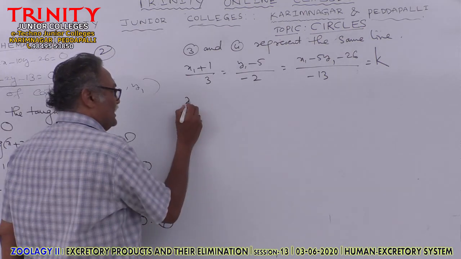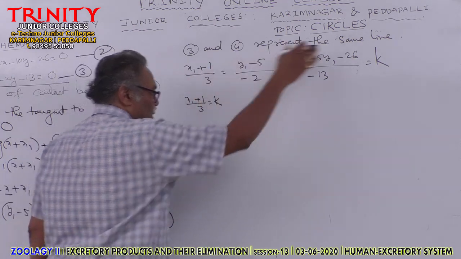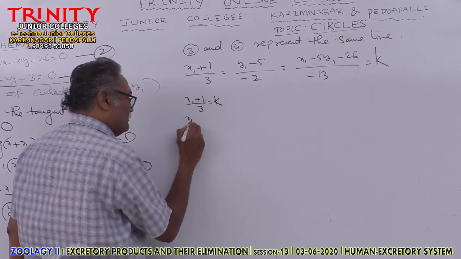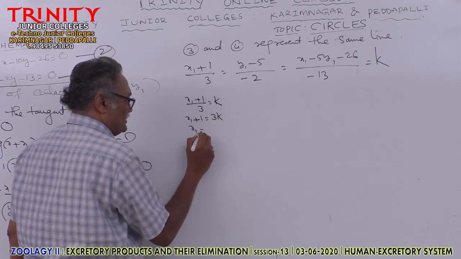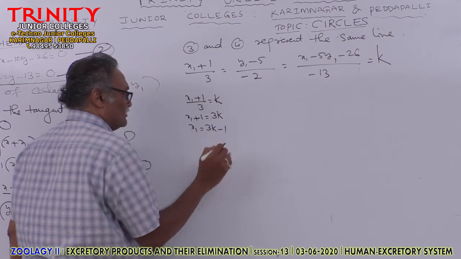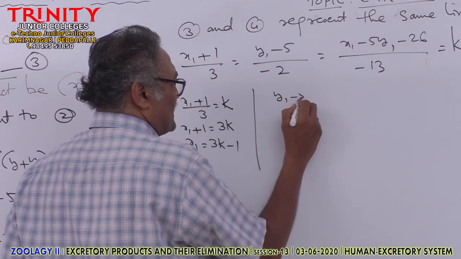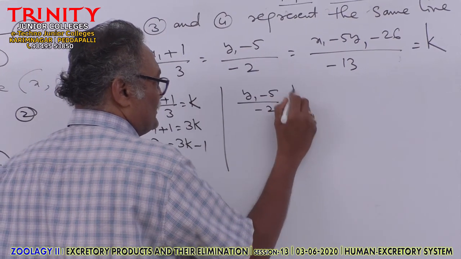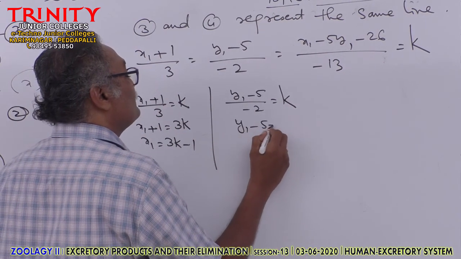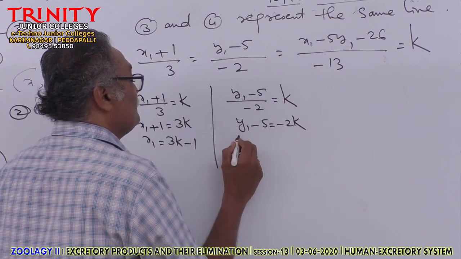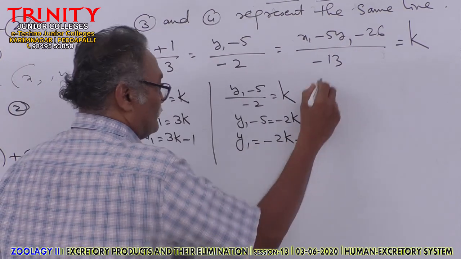Now, (x1 + 1)/3 = k, so x1 + 1 = 3k, and x1 = 3k - 1. Okay. Next, (y1 - 5)/(-2) = k, so y1 - 5 = -2k, and y1 = -2k + 5.